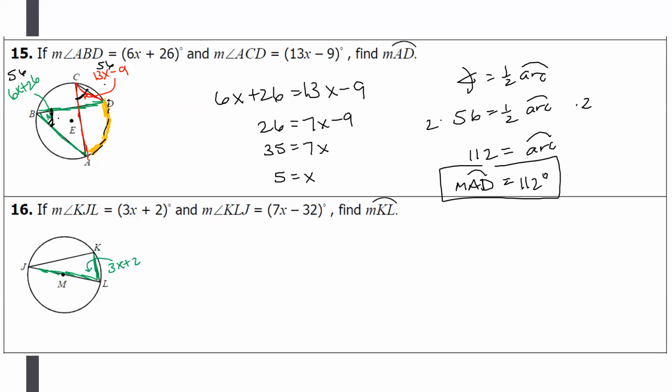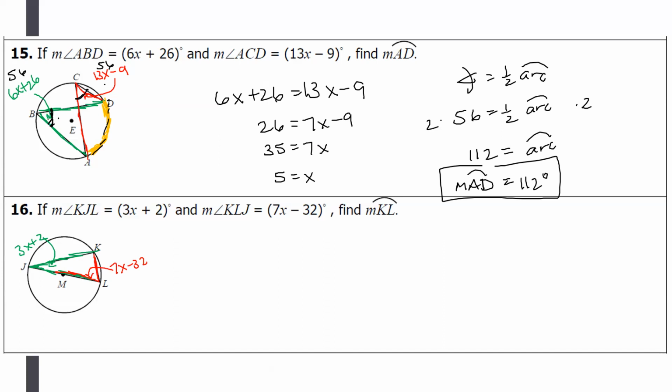And angle KJL. I put that in the wrong spot, silly me. I know my alphabet. Let me try that again. Okay, KJL, that's this one, 3x plus 2. There it is. And KLJ, now that's this one. So this angle is 7x minus 32. We're going to find the measure of arc KL.